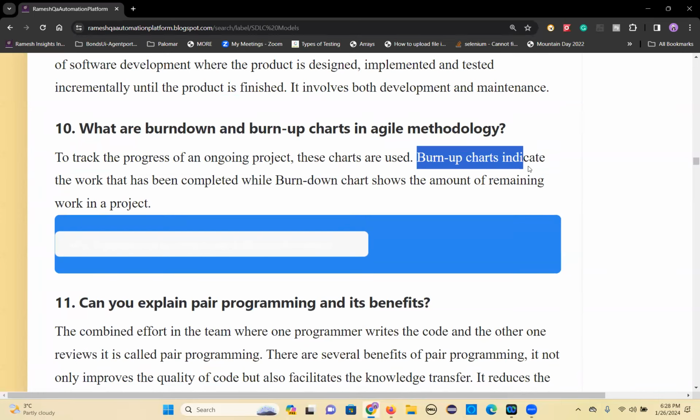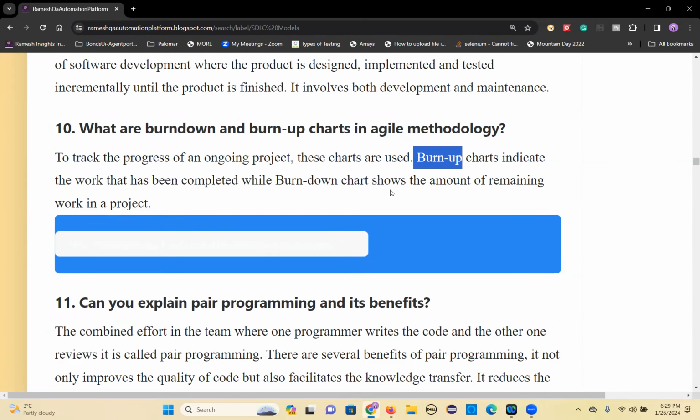The burn up chart indicates the work that has been completed, how much work you have completed. The burn down chart shows the amount of remaining work pending in the project. The completed work you will show in one graph, that is called the burn up chart. What is the remaining amount of time pending to complete the project? That is called the burn down chart.